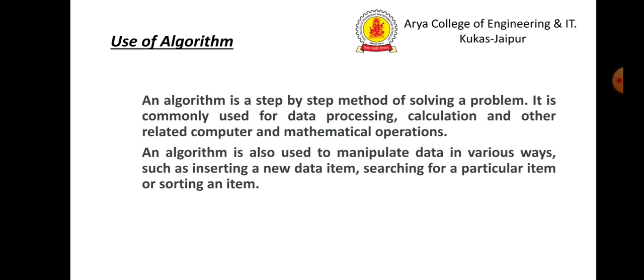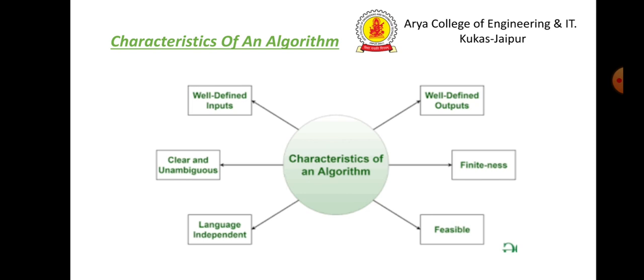Uses of algorithm: it is mainly used for data processing or calculations on computer data. Second, it is also used to add, search or sort an item in existing data. These are the basic characteristics of an algorithm.